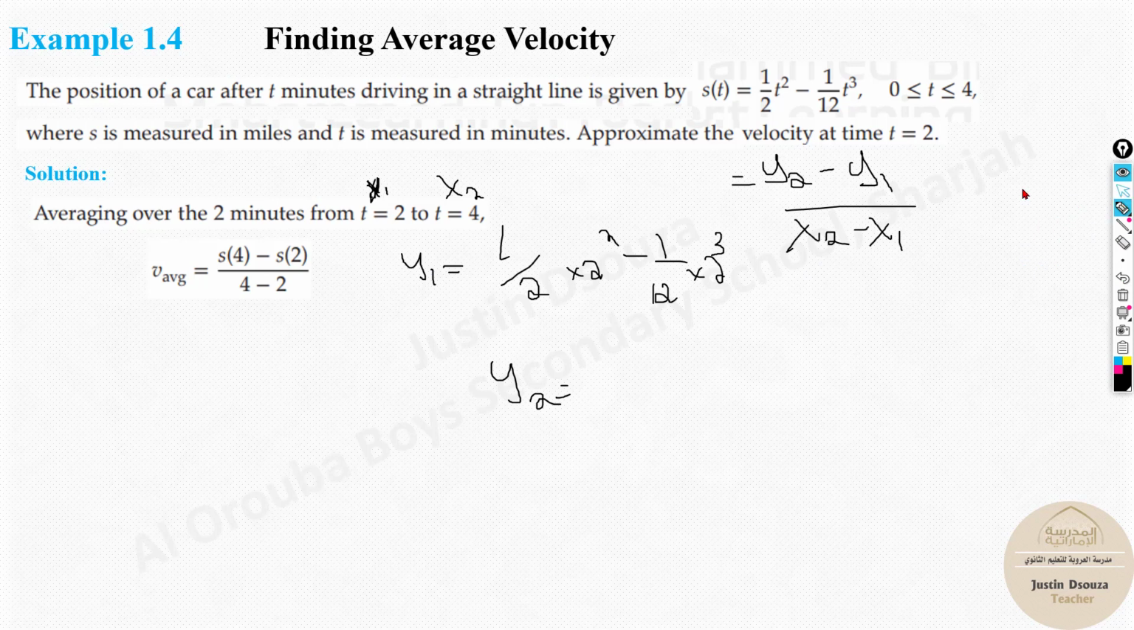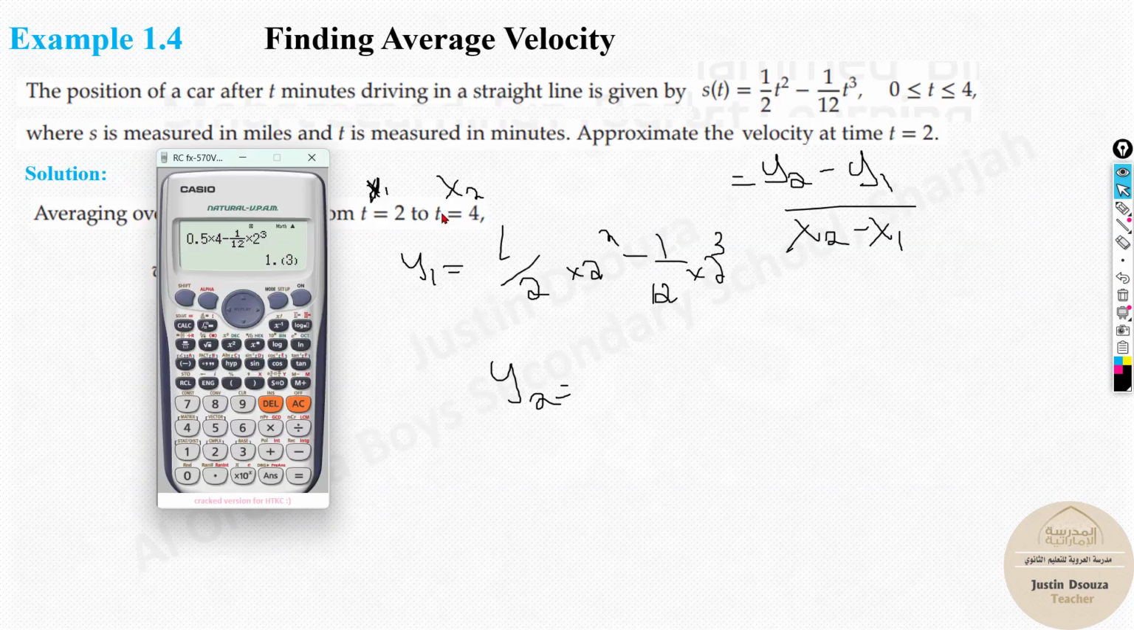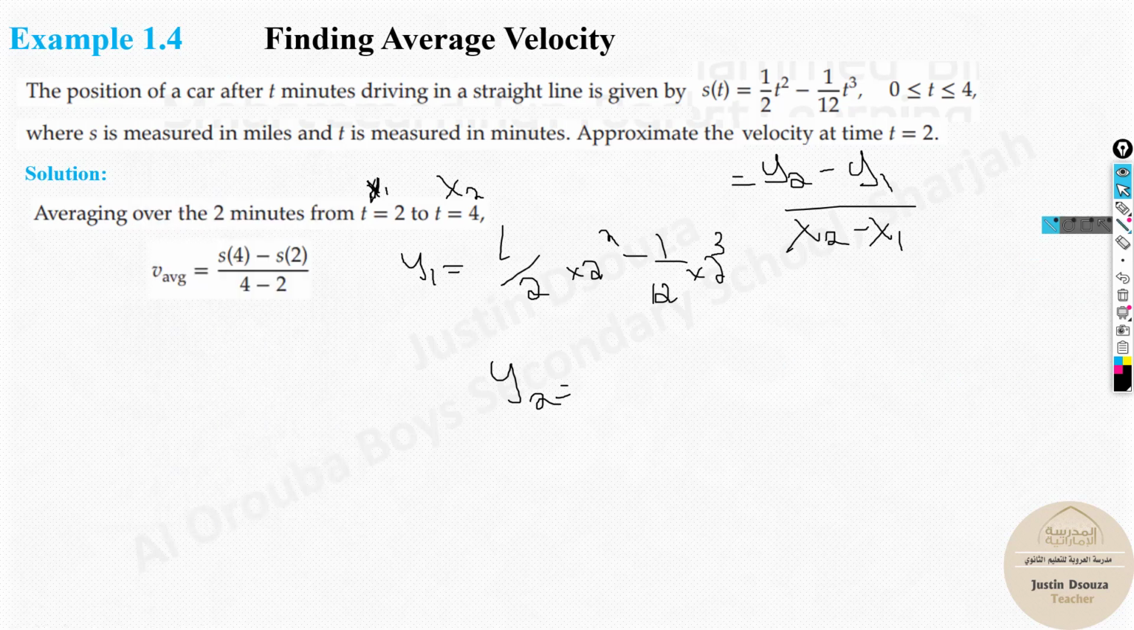Now y2. What about y2? Same thing, but the value of t changes to 4. It'll be 4 square. It was 2 square, so I wrote 4. It is 2 square, and over here it is 4 cube, and we get 8 by 3, that is 2.6. So it was 4 by 3 here, 8 by 3. So now I will just substitute in this formula.